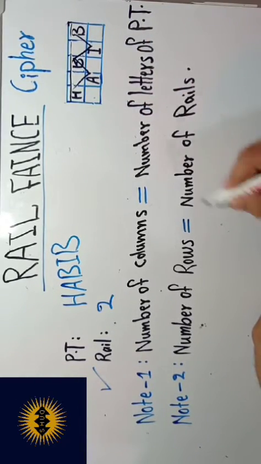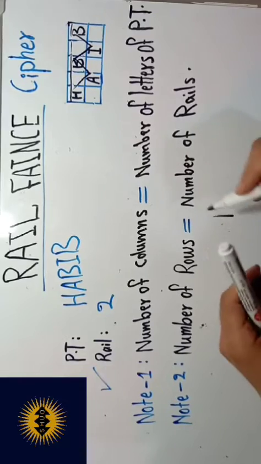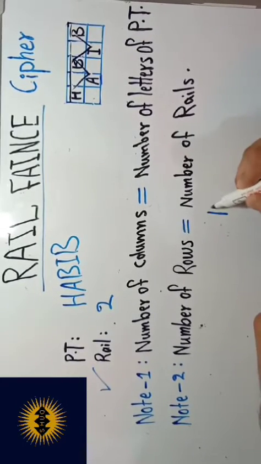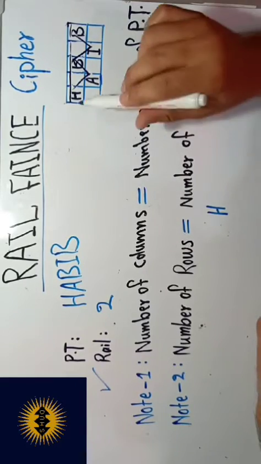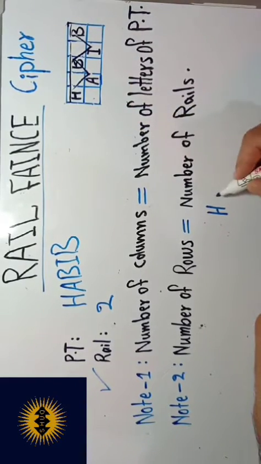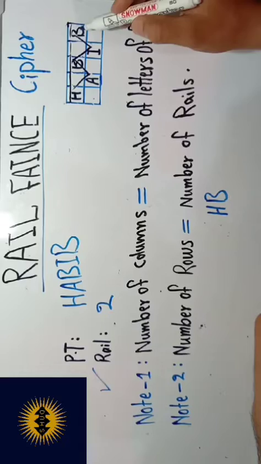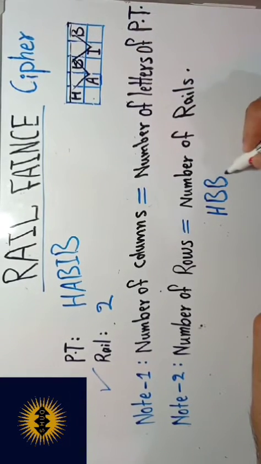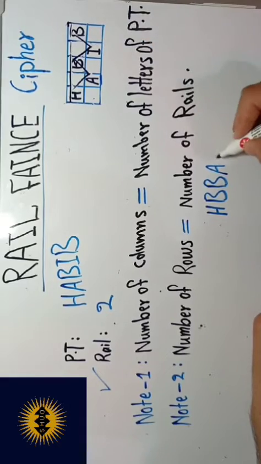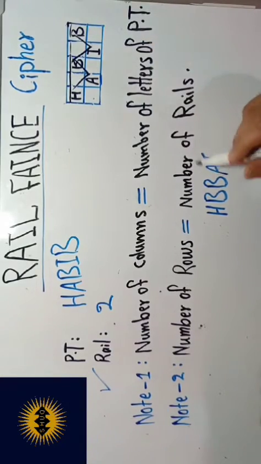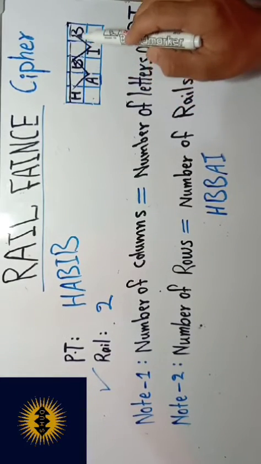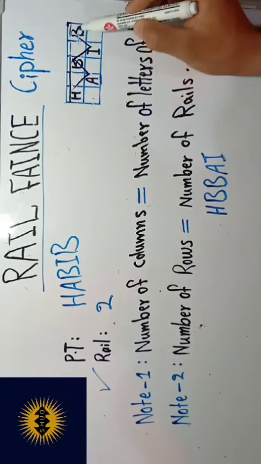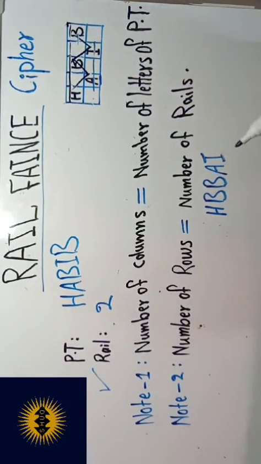What is the first letter? H. After that B, after that B, after that A, after that I. H B B A I. Like this, we have to read it in a row manner.